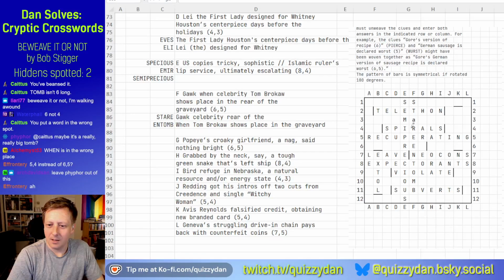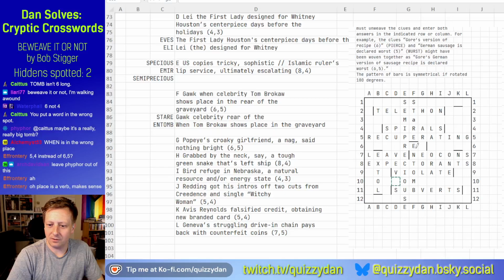Nice. Because that did also break the grid very slightly if you did that. Whoops. You'd have cut off these bits. Entomb. So we've got a 6 here. 1, 2, 3, 4, 5, 6. And a 5 here. Is that right? 5 and a 6. There's your other one. There we go. I knew there was one. Stare. Good.